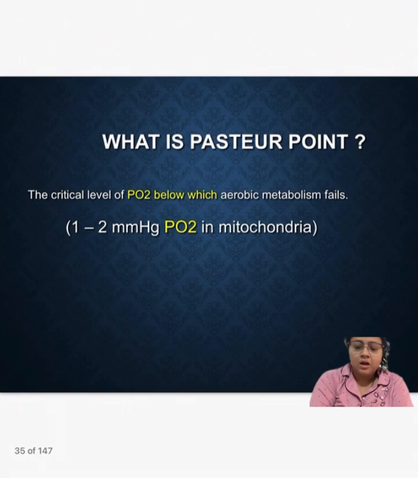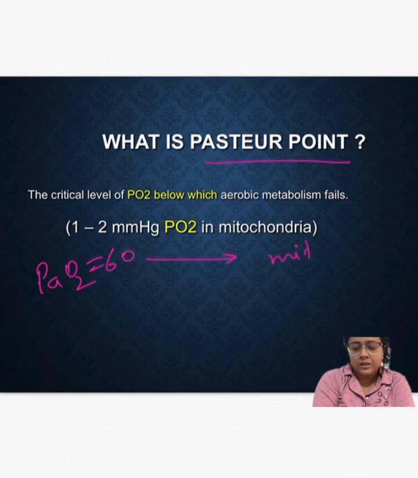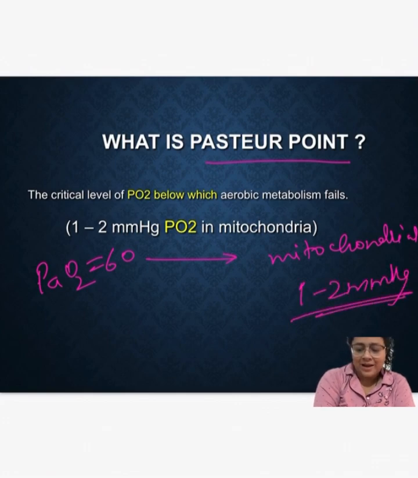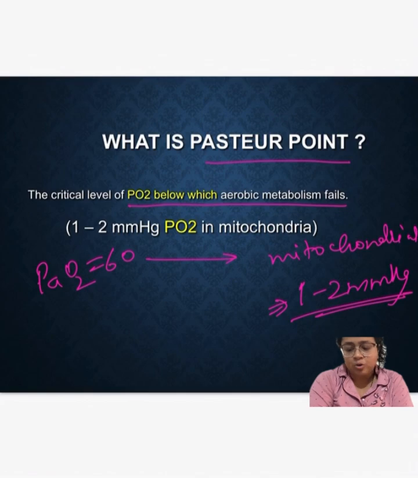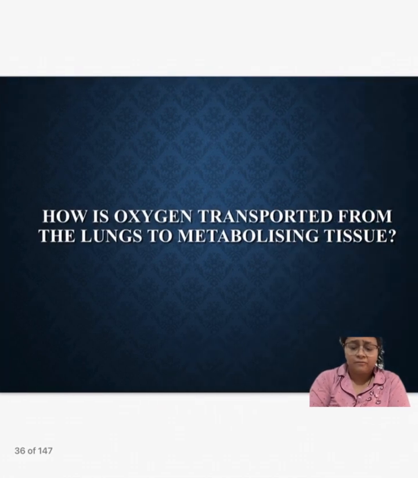But what is the Pasteur point? If blood PaO2 decreases to 60, then the mitochondrial PO2 will be only 1 to 2 mmHg, and below this aerobic respiration will stop and only anaerobic respiration will take place. So the Pasteur point is the point below which mitochondrial oxygen is decreased so much that it is a critical level below which aerobic respiration fails to exist. So lactic acidosis starts to happen in that case.